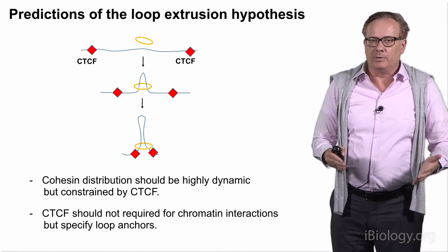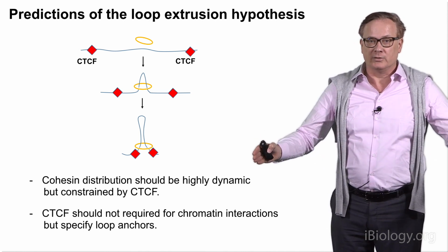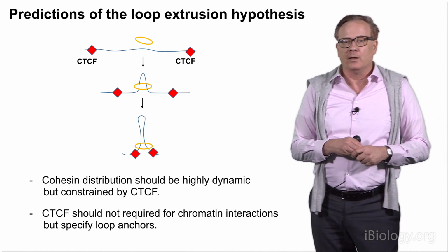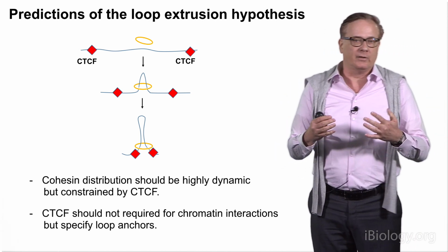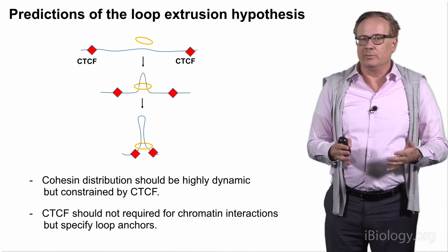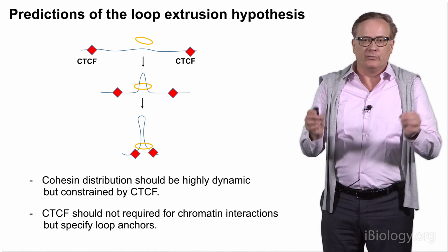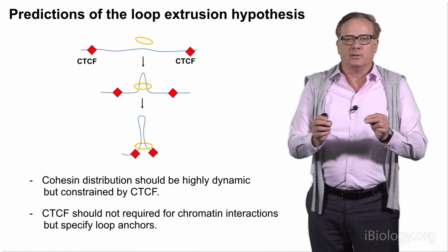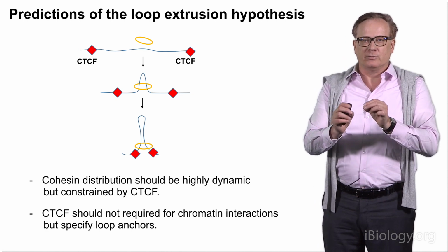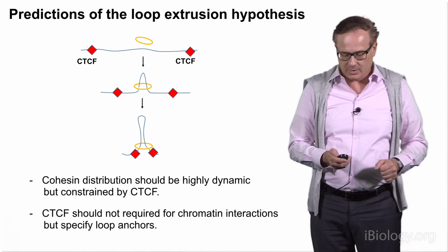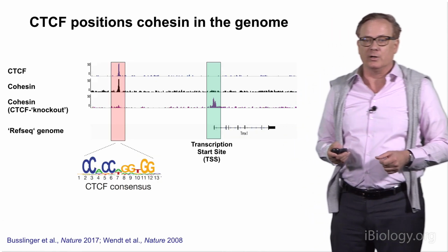So the hypothesis was that cohesin would be highly mobile, but would be constrained once it hits a CTCF site. And another important prediction would be that CTCF itself would not be important for the long-range interaction, but would define where they are being formed. It would be what recognizes a particular sequence and thereby specifies what the loop anchor should be. And so both of these predictions have been tested by us and others, of course.